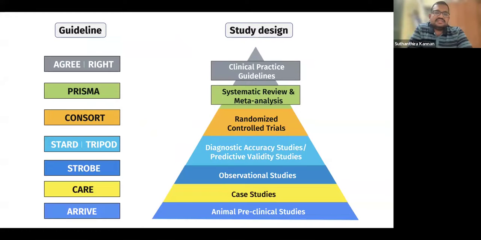If it is clinical practice guidelines, there is a guideline called AGREE guidelines. Let's say for animal studies, there is a guideline called ARRIVE guidelines. You download the ARRIVE guidelines and you write the points. If it is case studies, there is something called CARE reporting. If it is observational studies, there is STROBE, structured observational studies. If it is diagnostic studies, there are STARD guidelines.